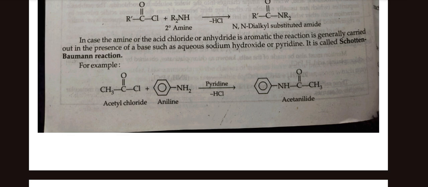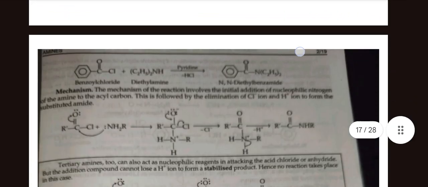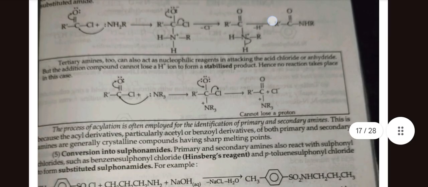It is called the Schotten-Baumann reaction. Mechanism. The mechanism of the reaction involves the addition of the nucleophilic nitrogen of the amine to the acyl carbon. This is followed by the elimination of chloride ion and H+ ion to form a substituted amide.